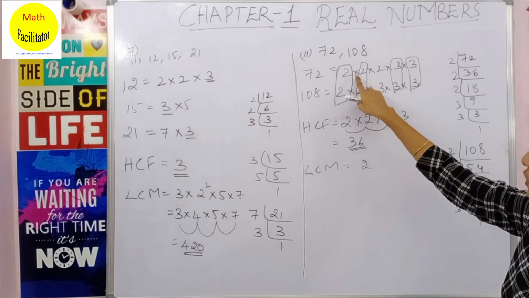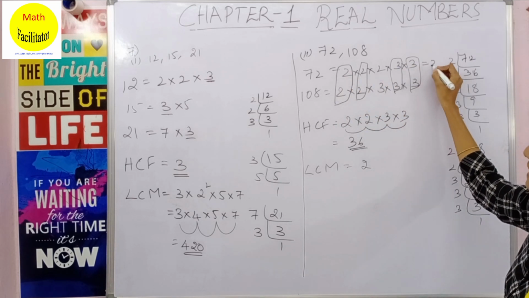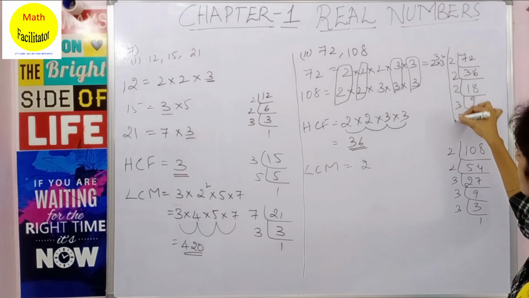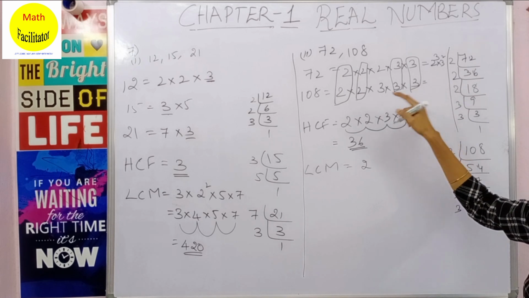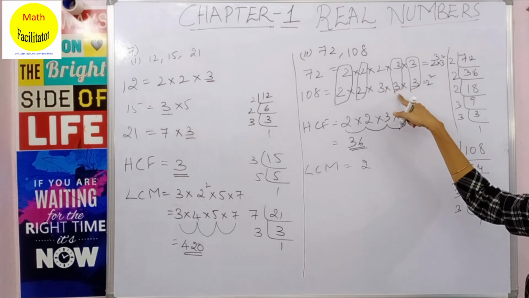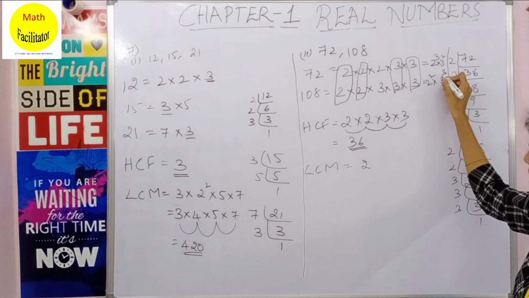Now this is nothing but 2 cube. So this you can write as 2 cube into 3 is how many times? It is 3 square. Clear? And this you can write as 2 is how many times? It is only 2 times. So it is 2 square. And here 3 is how many times? It is 3 times. So 3 cube.